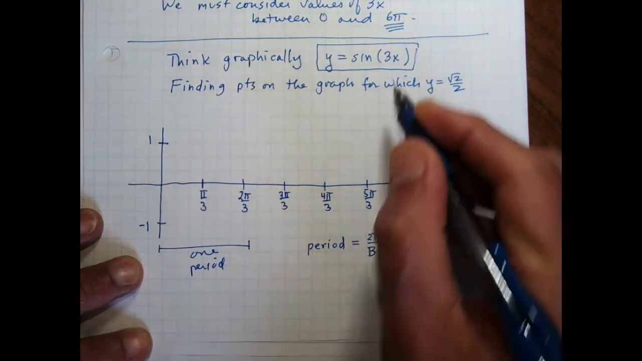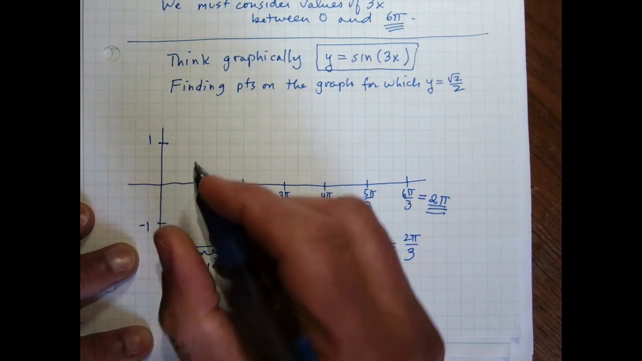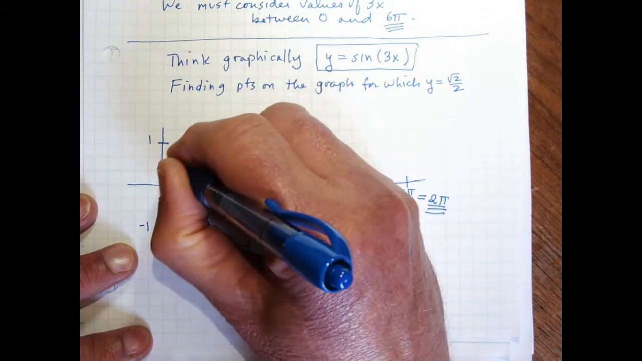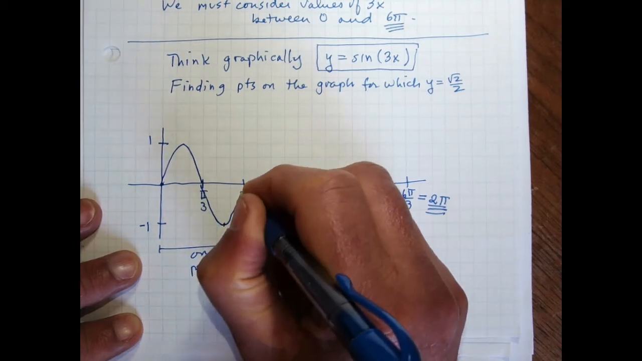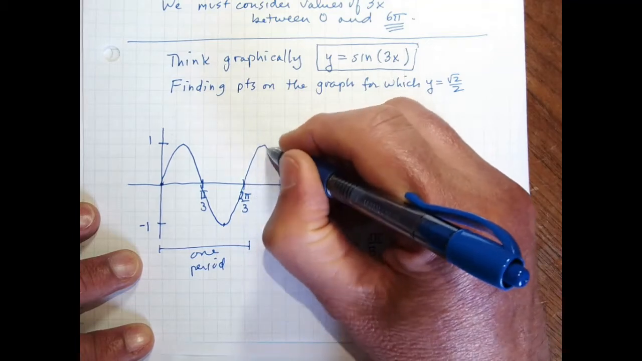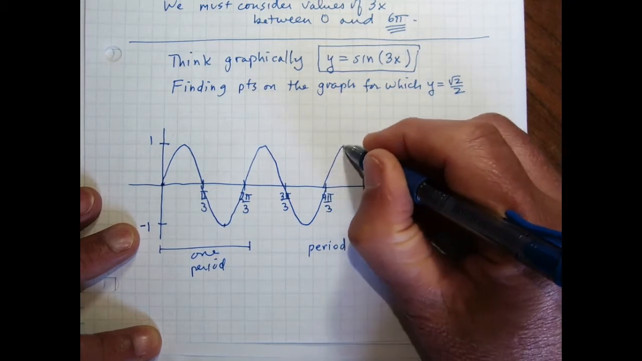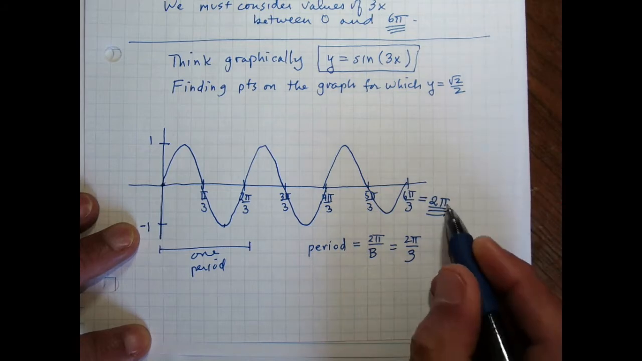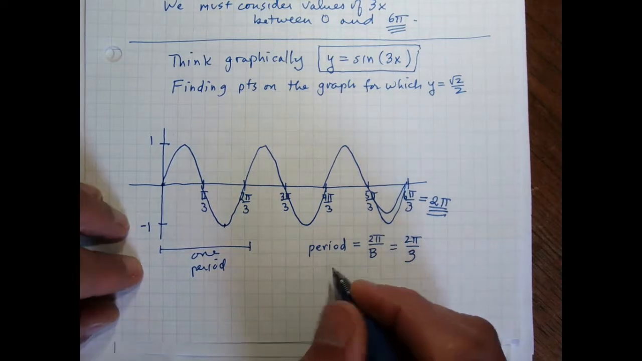So the graph of sine 3x. Now I didn't label the 4 important points. I just labeled the zeros. So we're going to start at 0. We have to go up to 1, down to 0 at pi over 3, down to -1 here. There's one full period from 0 to pi over 3. Then I go through another period to 4 pi over 3, and another period to 2 pi. So oops, I didn't come down far enough there.